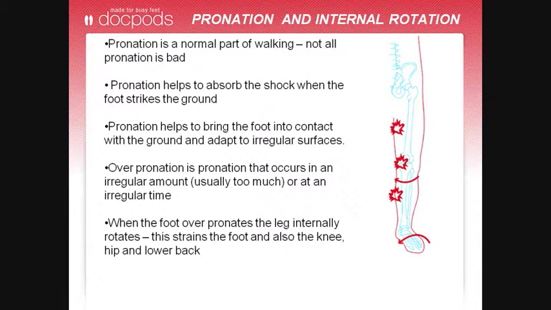At this point, let's take a quick look at pronation and how it affects the lower limb. Pronation is a normal part of walking, and not all pronation is bad. Pronation helps to absorb shock as the foot strikes the ground. It helps to bring the foot into contact with the ground and also helps to adapt to irregular surfaces. Overpronation is what usually causes foot problems and foot pain. Overpronation is pronation that occurs in an irregular amount or at an irregular time during the gait cycle. When the foot pronates, the leg internally rotates, and this strains the foot, hip, knee, and lower back.